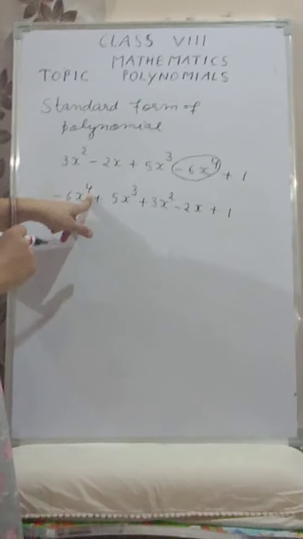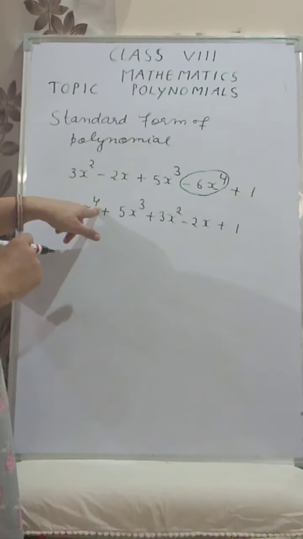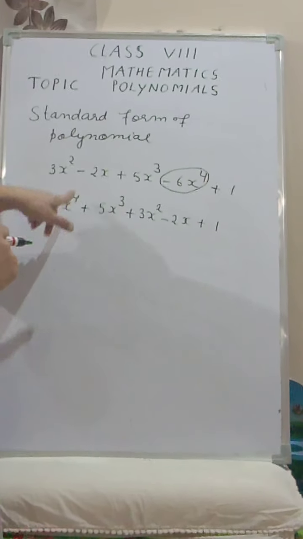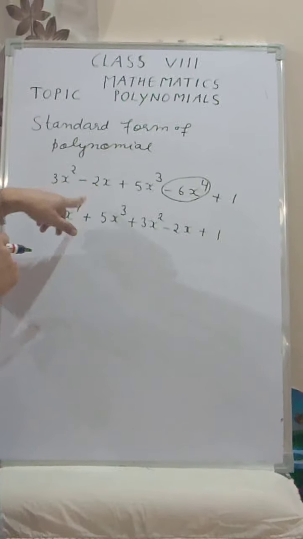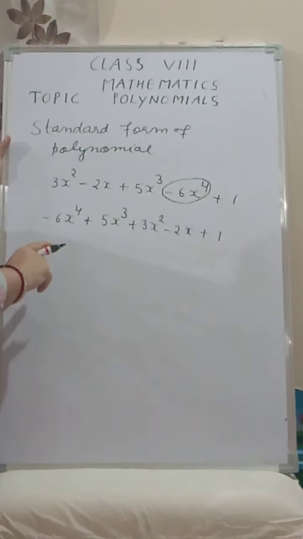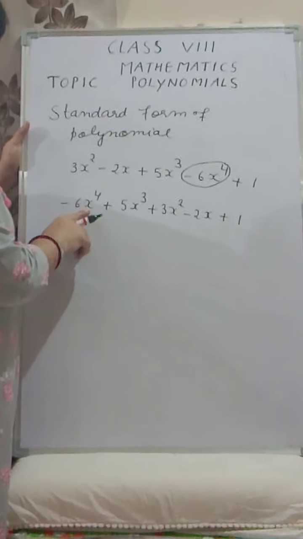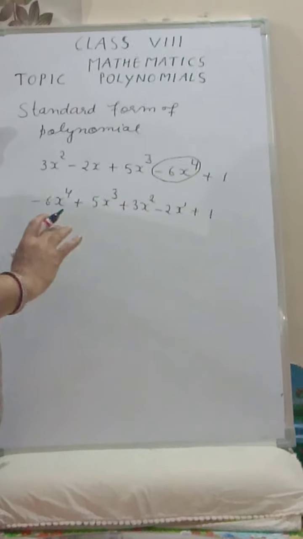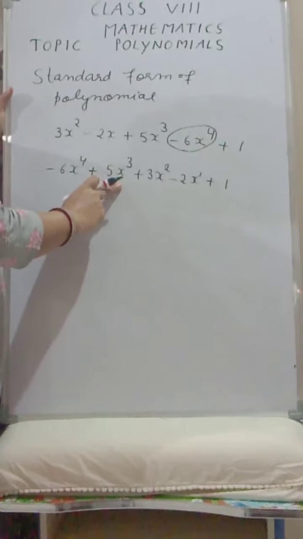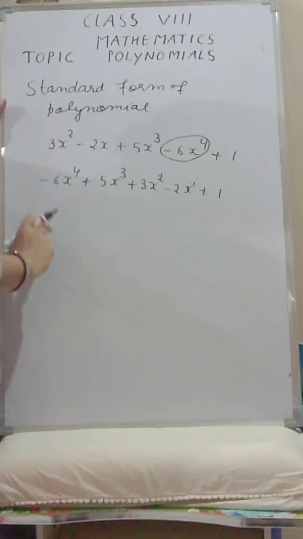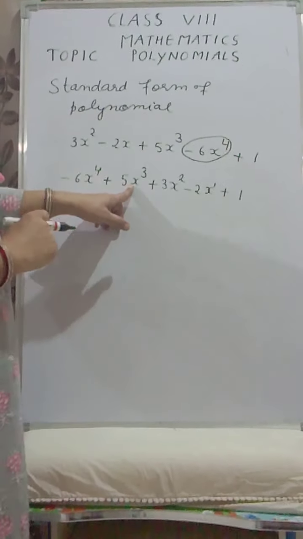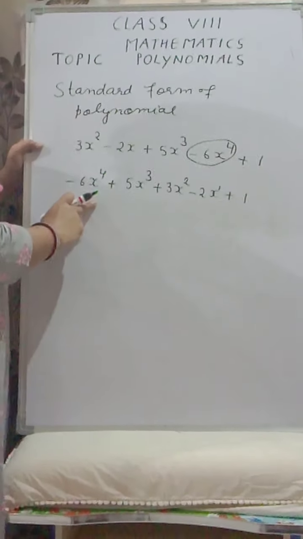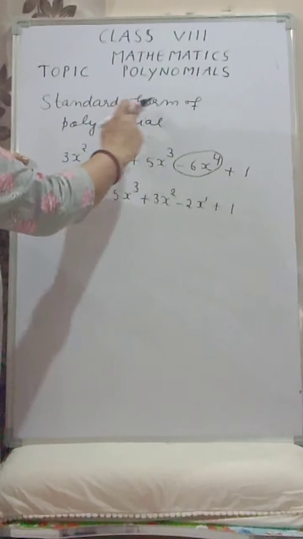Here degree is 4. Degree, power or exponent is the same. You can say x raised to power 4, x exponent 4, or degree of this x is 4. Here power of variable is 4, now it is 3, it is 2, it is 1 and it is 0. Then this polynomial is in standard form. When we write any polynomial in decreasing order degree wise, then the polynomial is in standard form.